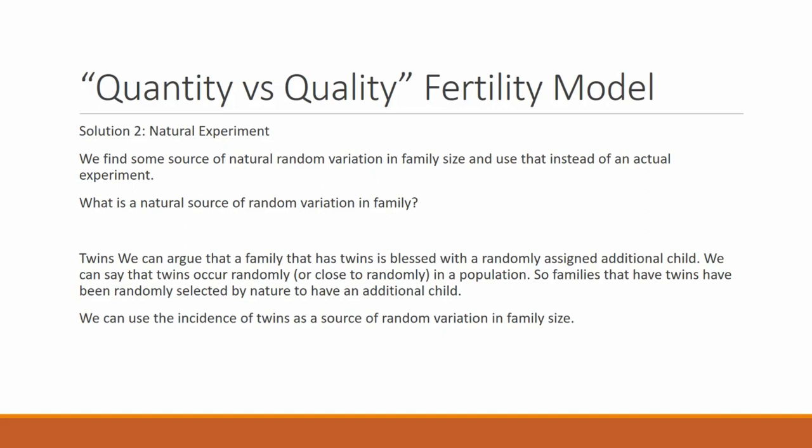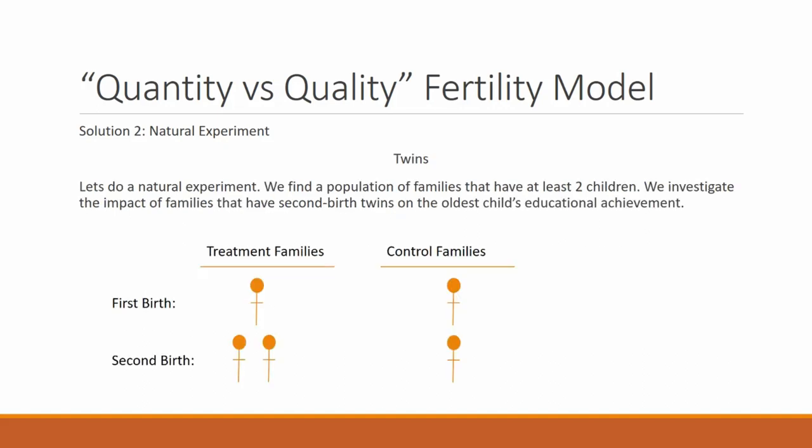Now if parents having twins is random, or at least really close to random, there might be some factors that affect whether or not a parent has twins, but it's close to random. So if having twins is close to random, then we can use the incidence of twins as a source of random variation in family size. Let me use this illustration here to illustrate it. We're going to use this natural random phenomenon of having twins as a source of random variation in family size. So let's do a natural experiment.